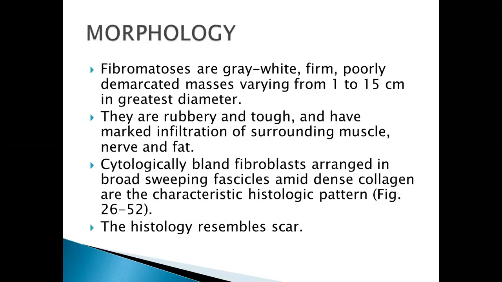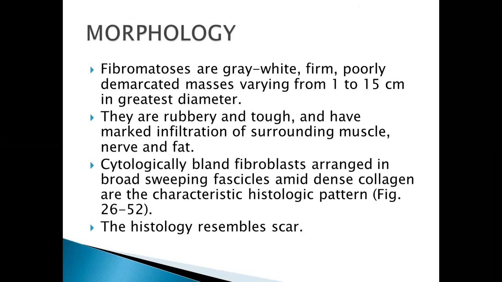Morphology: fibromatoses are gray-white, firm, poorly demarcated masses varying from 1 to 15 centimeters in greatest diameter. They are rubbery and tough and have marked infiltration of surrounding muscle, nerve, and fat. We will see this in the figure.